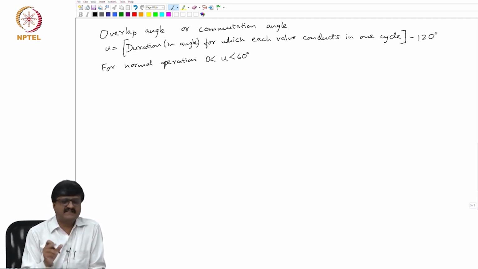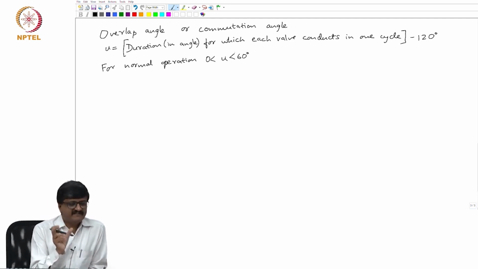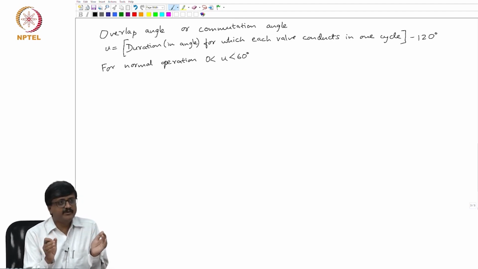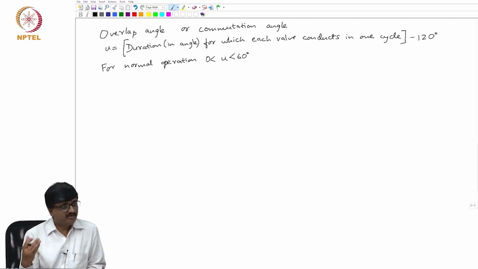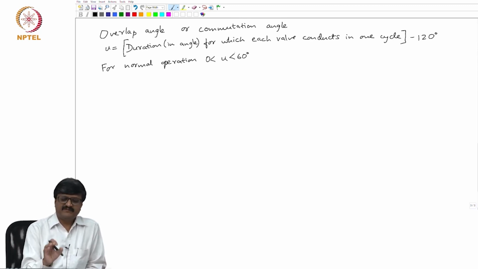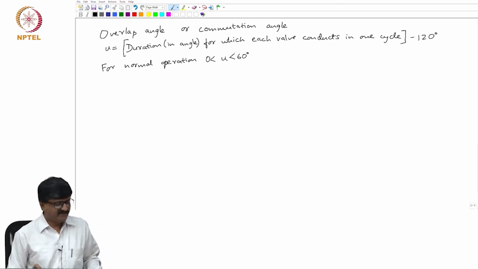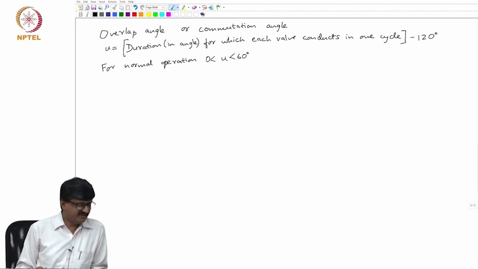See, 60 degree is actually the duration of one interval. We have defined what is known as interval. Each cycle of the AC side is divided into 6 equal intervals. So, one interval is 60 degrees. So, a pair of thyristor valves conduct for each of these intervals. So, u is less than 60 for normal operation. We will also consider abnormal operation where u can go beyond 60. Okay. So, let us first concentrate on the normal operation where u is between 0 and 60 degrees.